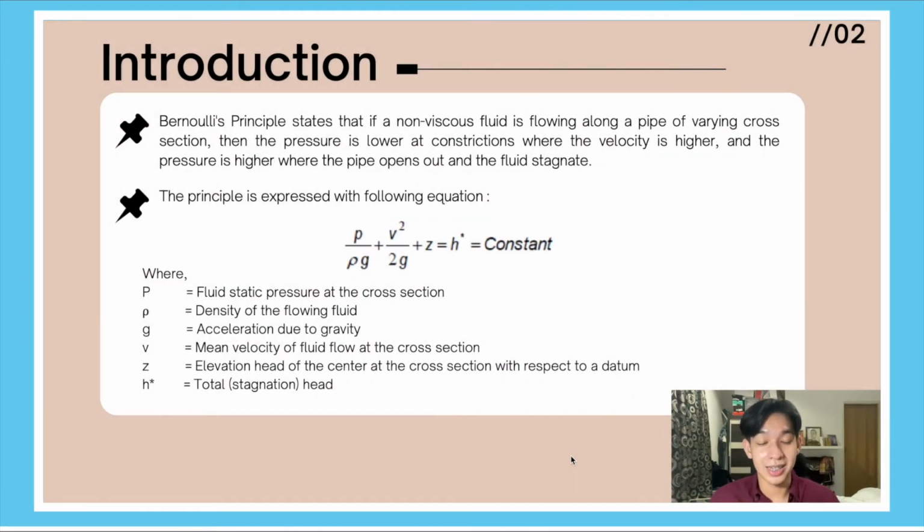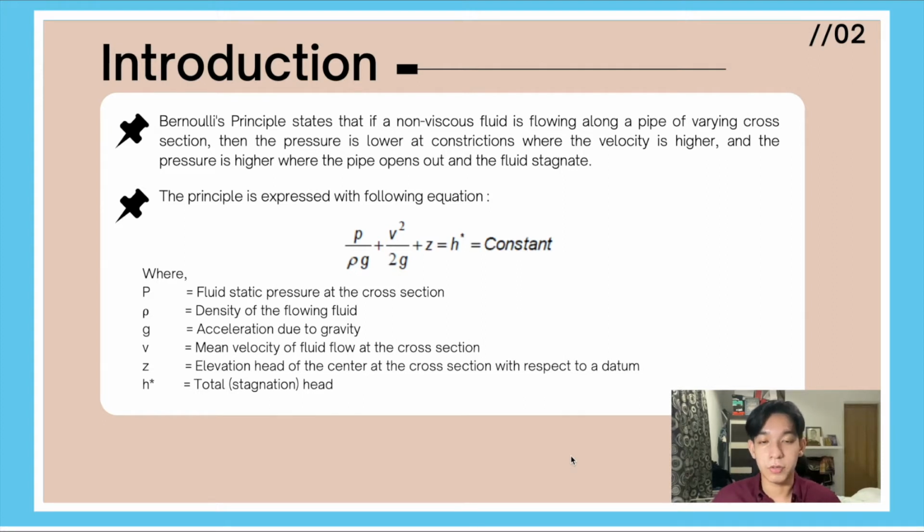Bernoulli's principle states that if a non-viscous fluid is flowing along a pipe of varying cross-section, then the pressure is lower at constrictions where the velocity is higher, and the pressure is higher where the pipe opens out and the fluid stagnates. The principle is expressed with the following equation: P over rho g plus V squared over 2g plus z equals H*, which is equal to a constant.